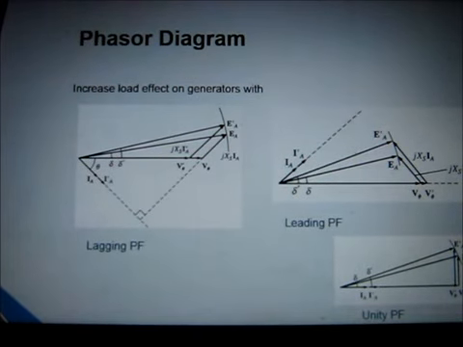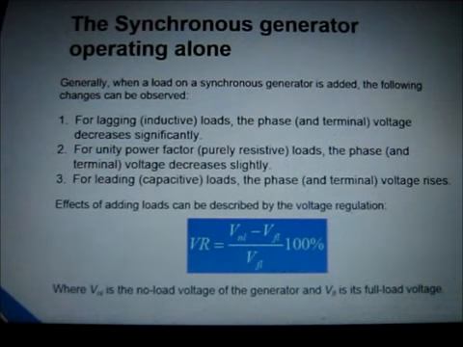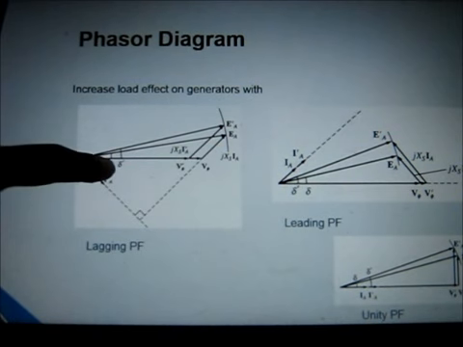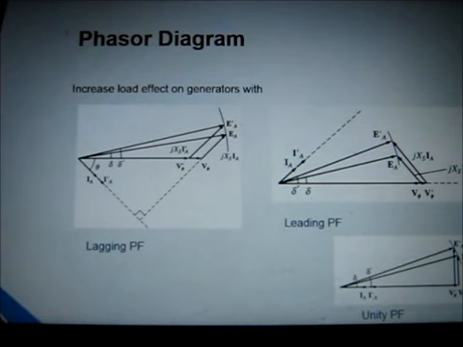Now here I show some of the phasor diagrams on increasing the load of the generator, and how they change: the lagging power factor, leading power factor, and unity power factor. With the increase in the load of the generators, these three phases also change. For lagging inductive loads, the phase voltage and the terminal voltage decrease significantly. Here you can see the phase and terminal voltage decreases in case of lagging power factor.